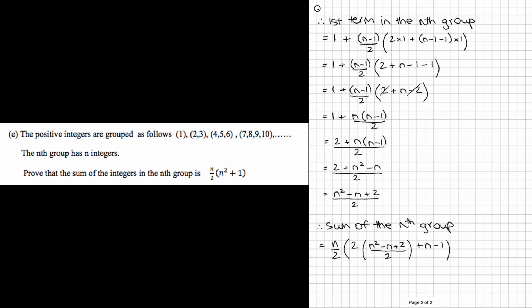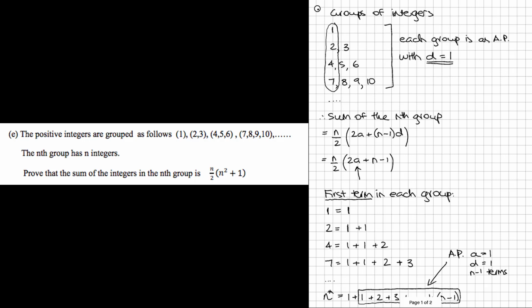Now in terms of simplifying, this 2 and this 2 will cancel, so it's n on 2, and then we have n squared minus n plus 2 plus n minus 1. And the minus n and plus n will cancel, and the 2 minus 1 will just become 1. So that is n on 2 times n squared plus 1. And that is as required. That is exactly what the question asked us to prove. So yeah, there you have it. That's how you go about that question. It's just 2 iterations of the sum of an arithmetic progression.